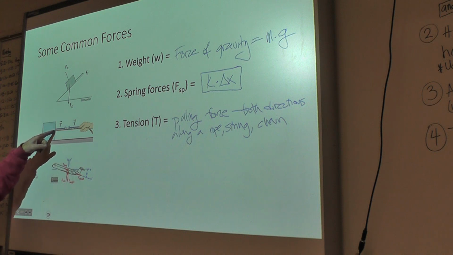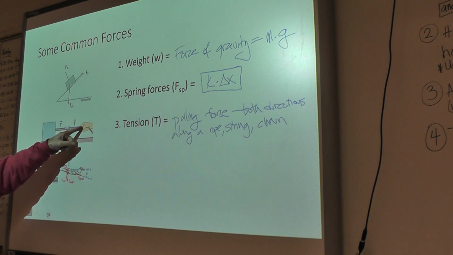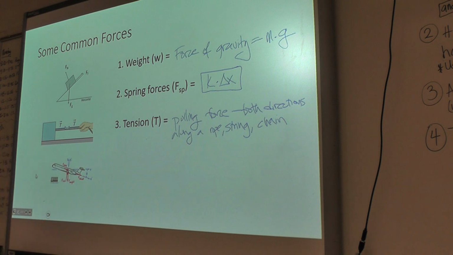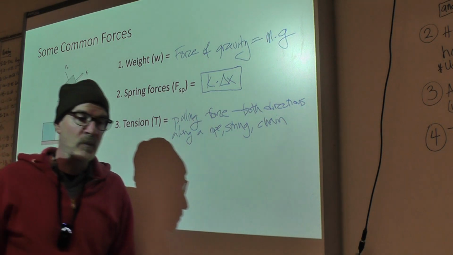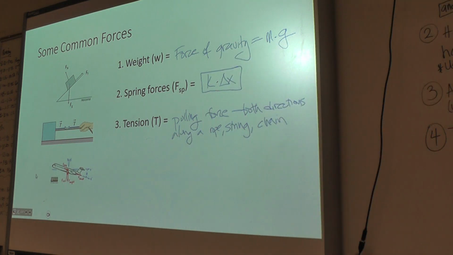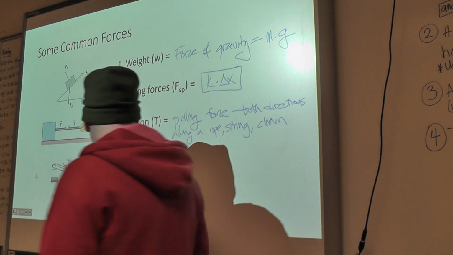If we look at one end of the string, it's being pulled with an amount of tension equal to the tension in the string. And if we look at the other side, it's being pulled in the opposite direction. So it's this weird transmission of a pulling force. And so we'll be working with that a lot. The normal force is the most complicated one.